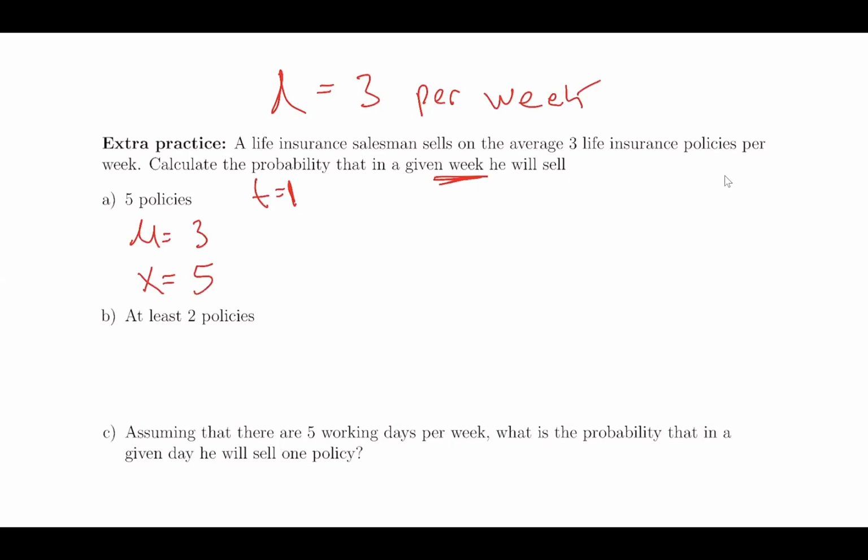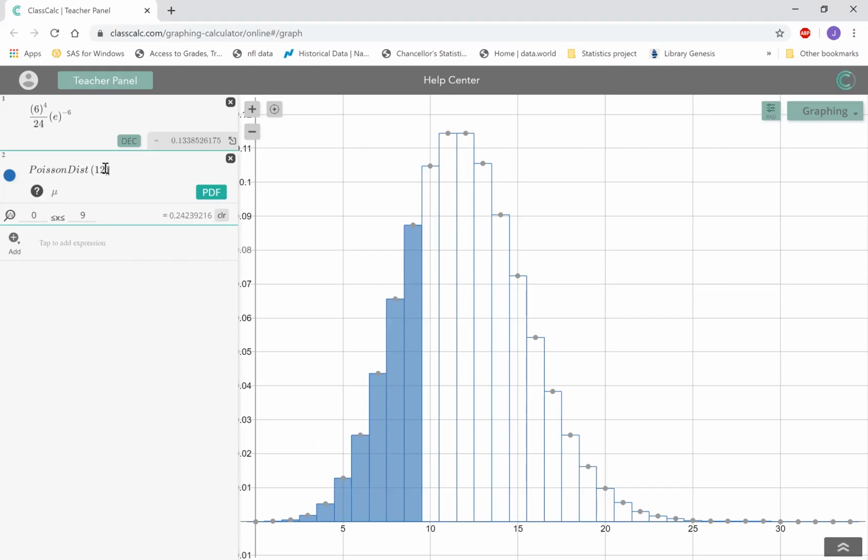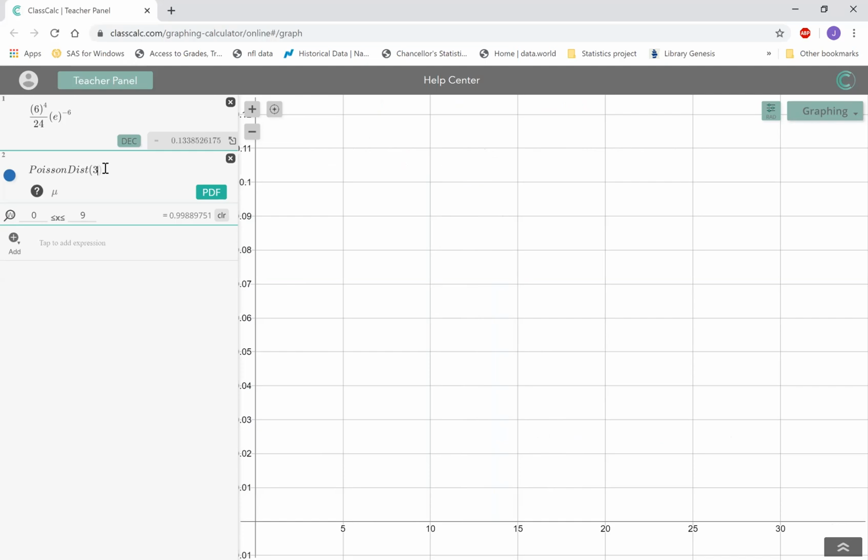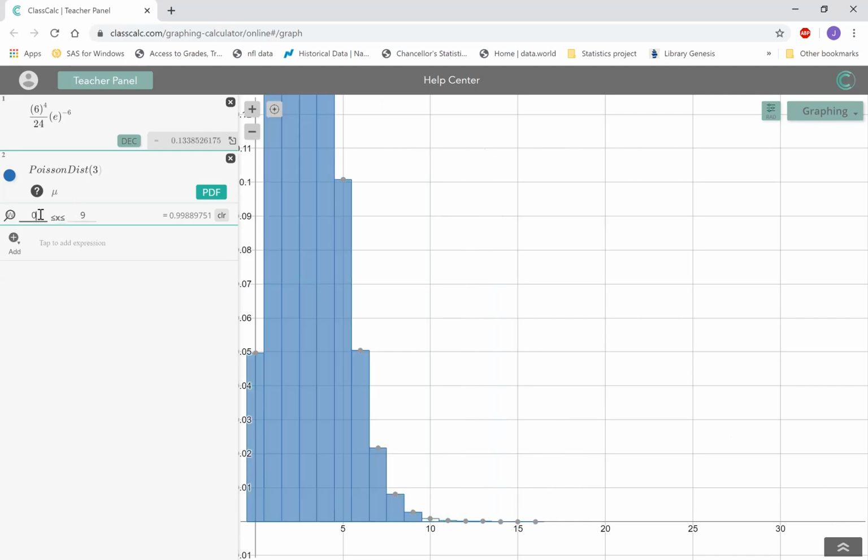5. All right, so let's go to class calc and let's do mu is equal to 3, x is equal to 5. And PDF. Yeah, you want to do PDF because you only want x is equal to 5. You only want one outcome versus multiple outcomes. So we're going to change mu from 12 to 3. We're going to say this is PDF, and for PDF we are going to put 5.